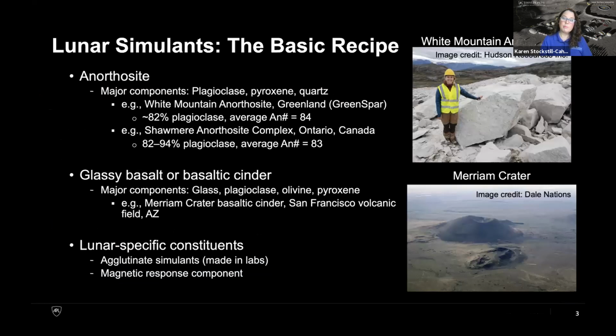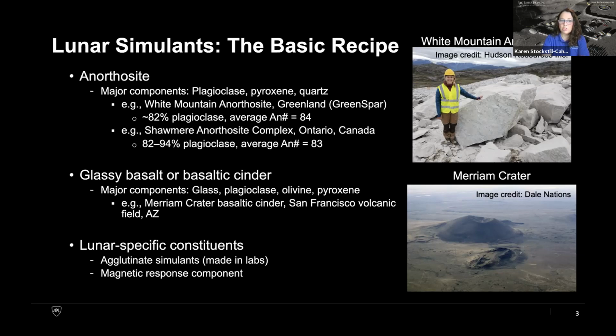So I'm going to simplify this a great deal. This is not really representative of all the thought and research that goes into creating lunar simulants. So my lunar simulant providers out there, I'm watering this down, I acknowledge, but we basically have a basic recipe that most providers use, which is to combine the anorthosite, which you can see there in the top right pictures, a typical anorthosite that's used here on Earth. That's the White Mountain anorthosite that's provided by Hudson Resources Incorporated. It has about 82% plagioclase with an average AN number of 84. So that's the calcium rich end member.